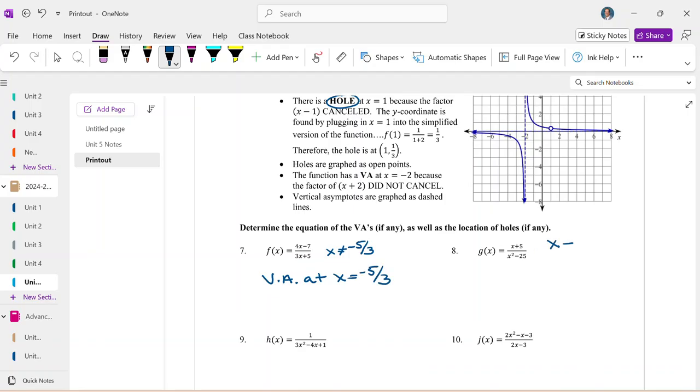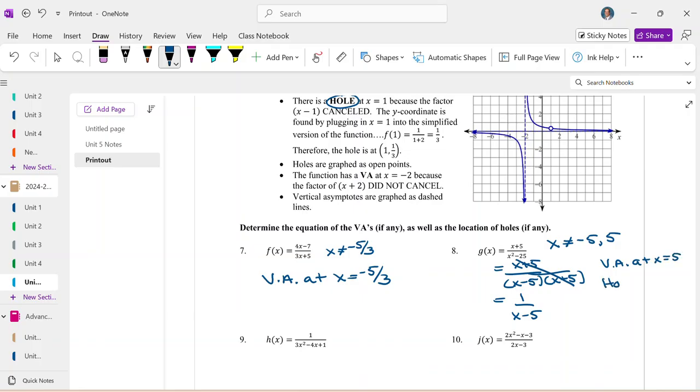Here, remember we said x cannot equal -5 or 5, right? So those are the two numbers. Now, if we simplify, because if we factor here, we get x minus 5, x plus 5. And we simplify, notice you're left with 1 over x minus 5. So the -5 restriction canceled out, but the +5 stayed. So that means there's a vertical asymptote at x equals 5.